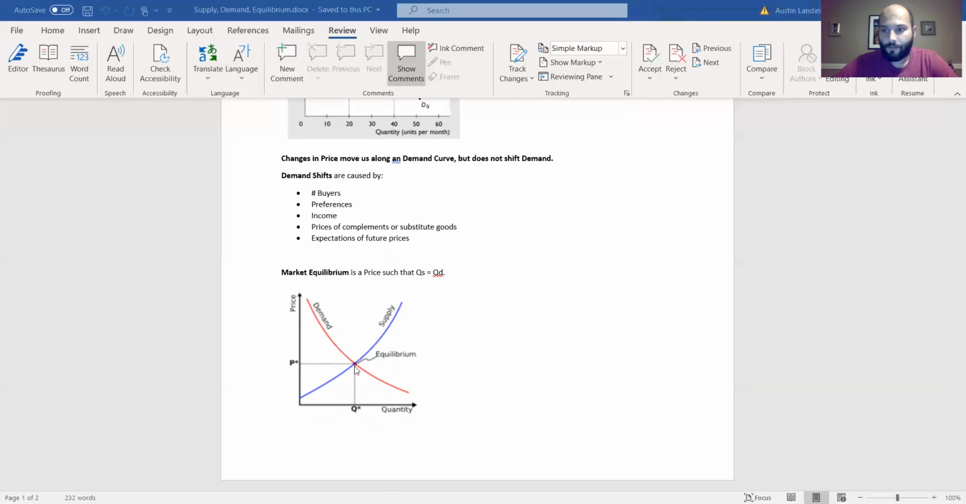All right, and in a future video, I will show how to calculate these mathematically. If we have an equation for demand and an equation for supply, how do we find P star and Q star?